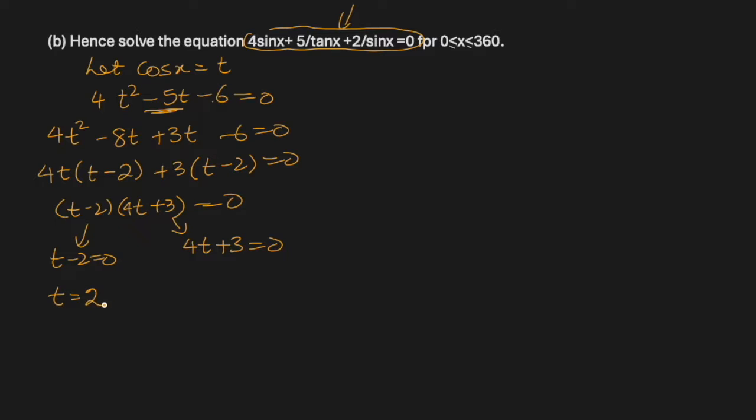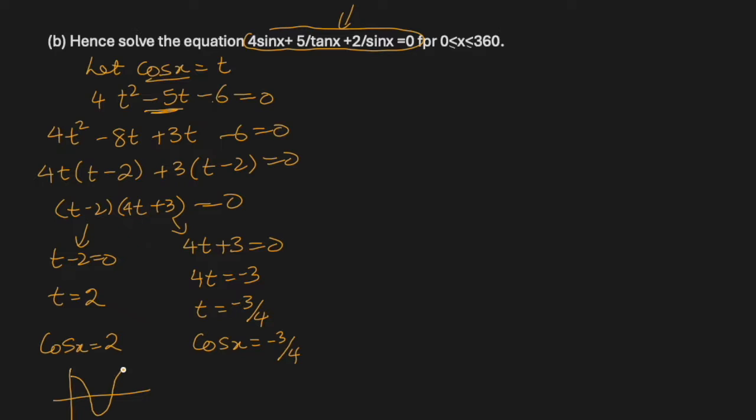So this gives me t equal to 2, and this gives me 4t equal to -3, and t is -3 over 4. But t was my creation. Actually it was cos. So cos x equal to 2, and cos x equal to -3 over 4. If you look at the graph of cos, it is something like this. Maximum value is 1, minimum value is -1. So 2 cannot be the value of cos. This answer can be rejected.